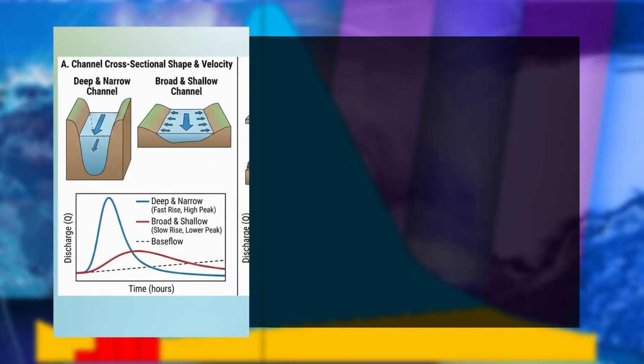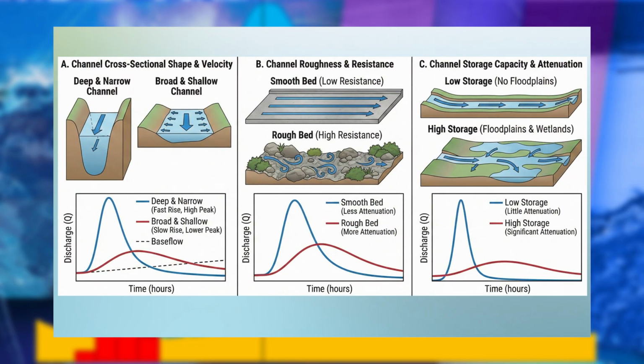Besides, channel morphology and the type of drainage in an area also influence the shape and volume of the hydrograph. Channel characteristics include the cross-sectional shape of the stream, channel roughness, and storage capacity of the river channel, all of which affect the movement and attenuation of flow.